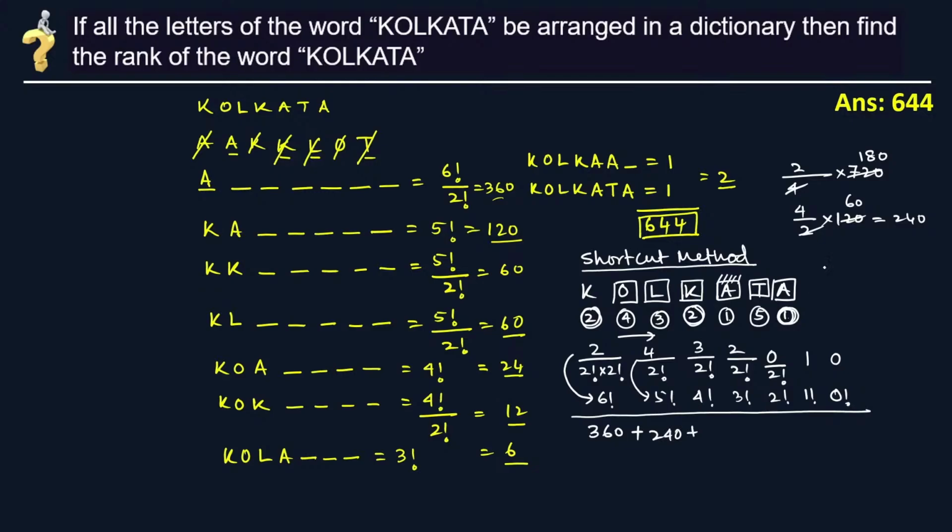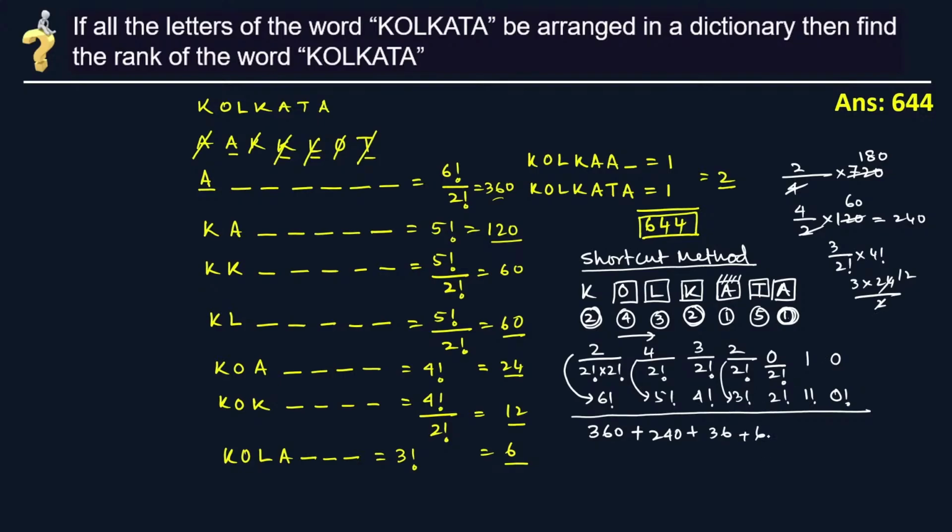Then 3 by factorial 2 into factorial 4. Factorial 4 is 24 divided by 2. That is 12. So it is 36. Then you multiply this with this. What we are getting? 2 by factorial 2, that is 1. Factorial 3 is 6.